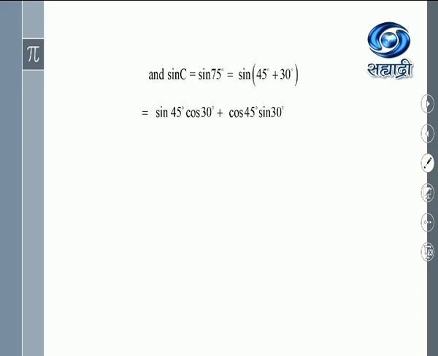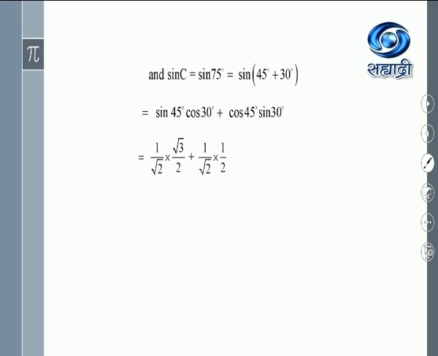Sin A cos B, that is sin 45 degrees cos 30 degrees plus cos 45 degrees into sin 30 degrees. Cos of A and sin of B. Now these values are known to you, so substitute. So we have sin 45 degrees as 1 upon root 2, cos 30 degrees root 3 by 2, cos 45 degrees 1 upon root 2, and sin 30 degrees is 1 upon 2.